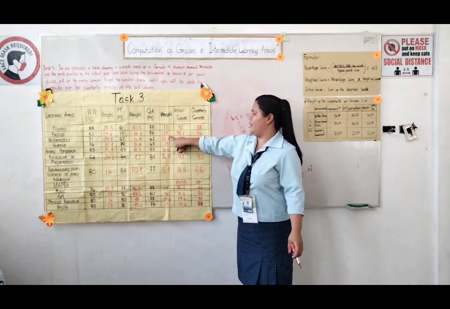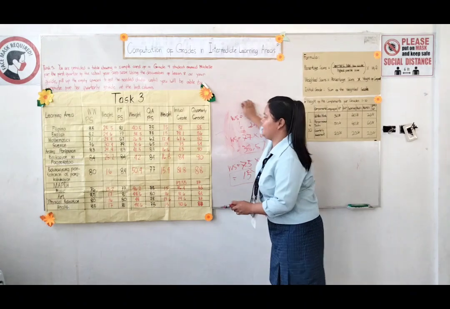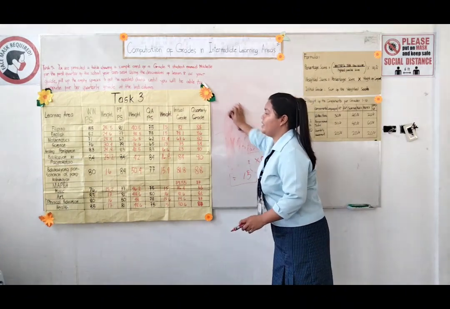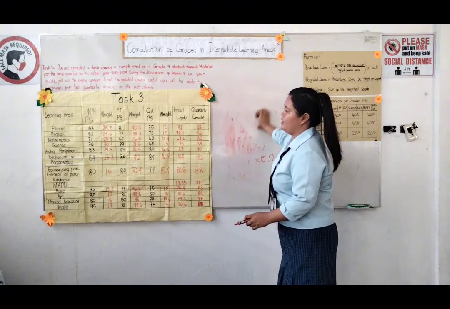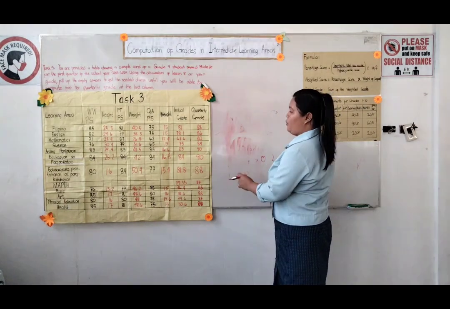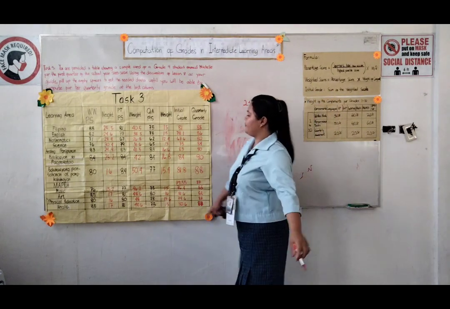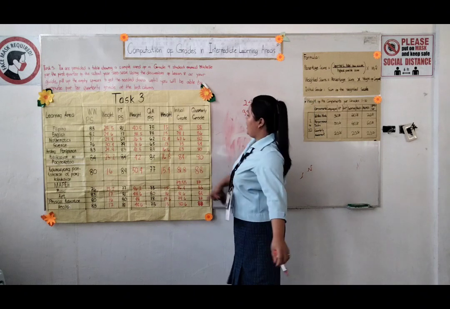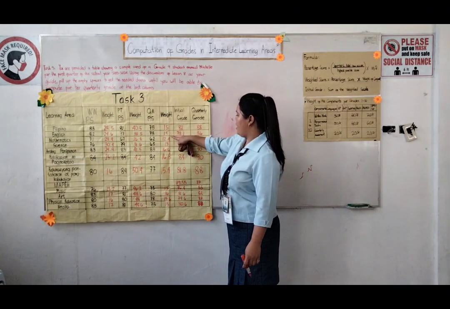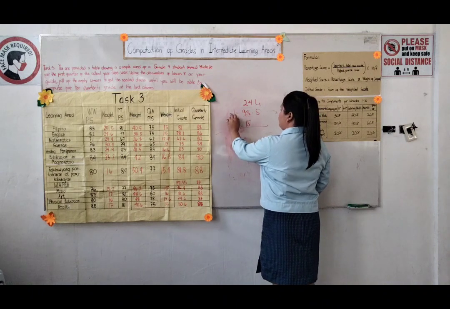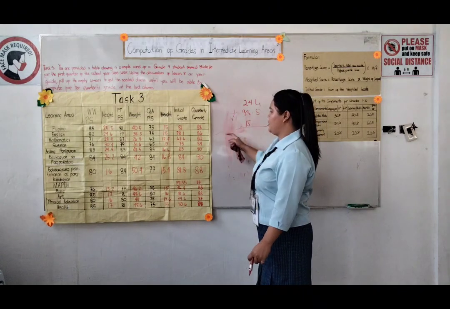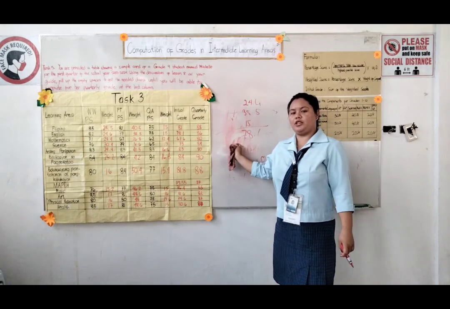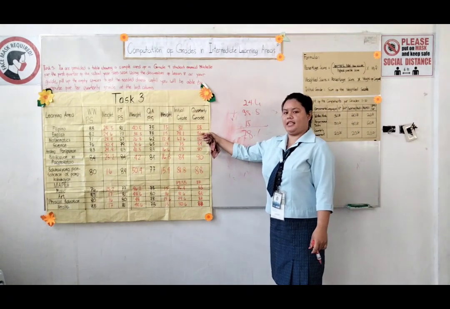So we have here the 15. In order to get the initial grade in English, we need to add all the weighted scores. From the written works, we have 24.6. In performance standards, we have 38.5. In quarterly assessment, we have a weighted score of 15. So you add all of this, and we got 78.1. So 78.1 in the transmutation table is equivalent to 86.